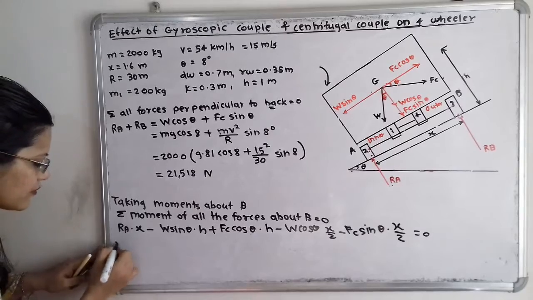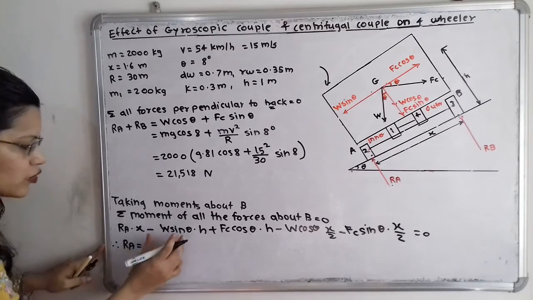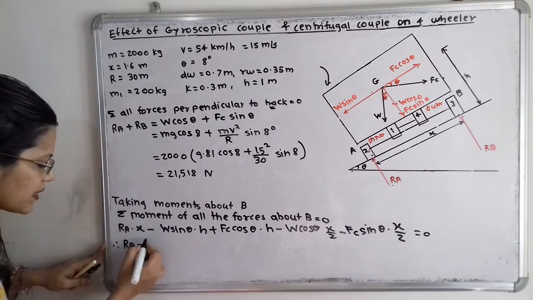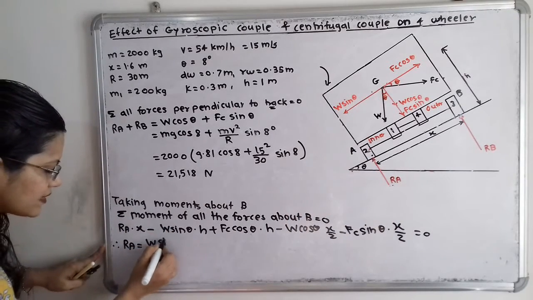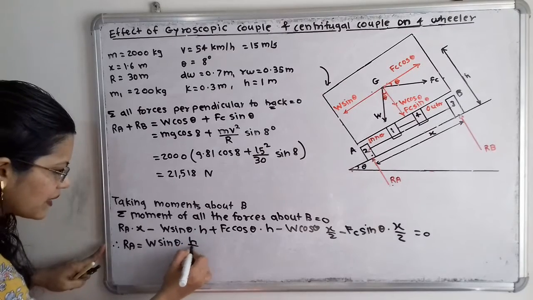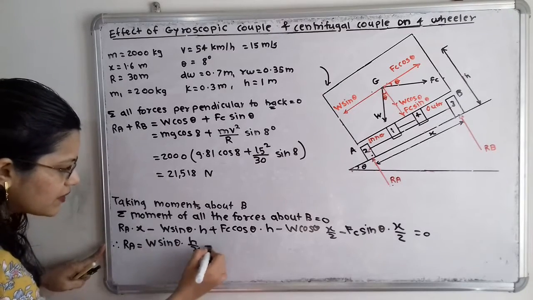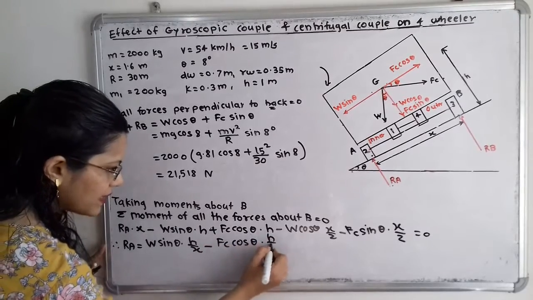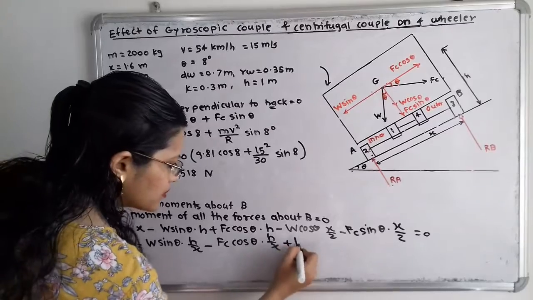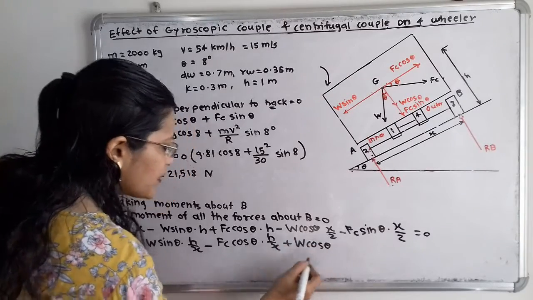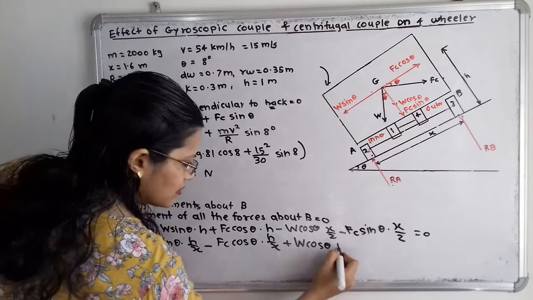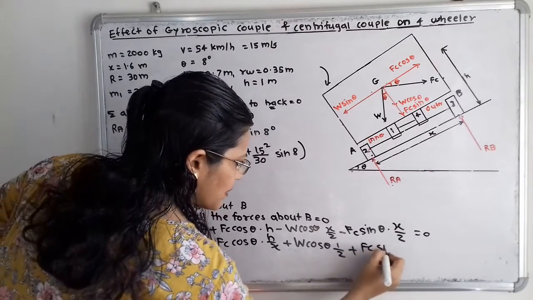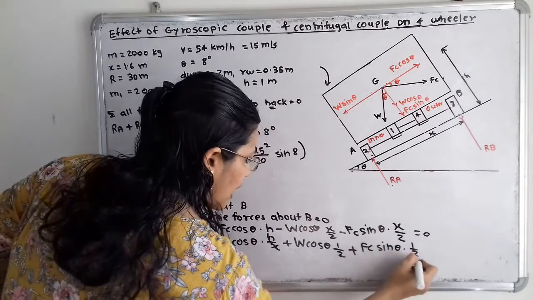Therefore RA is equal to, all these terms we have to shift towards the right hand side. So this minus sign will become plus: W sin theta multiplied by h by x. Then here plus sign will become minus: minus Fc cos of theta into h by x. Here minus sign will become plus: plus W cos of theta, so this x and x is getting cancelled, multiplied by 1 by 2. And here plus Fc sin of theta multiplied by half.